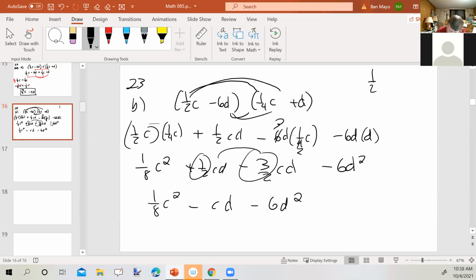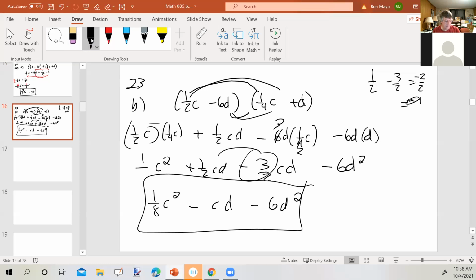So again, 1/2 minus 3/2 equals negative 2/2 equals negative 1, but we don't have to put the 1 in front of the CD. In fact, just a reminder, if you put the 1 there, WebAssign is most likely going to not recognize it and mark it wrong. So there's the final answer to 23 part B. Any other questions from anybody before we continue?